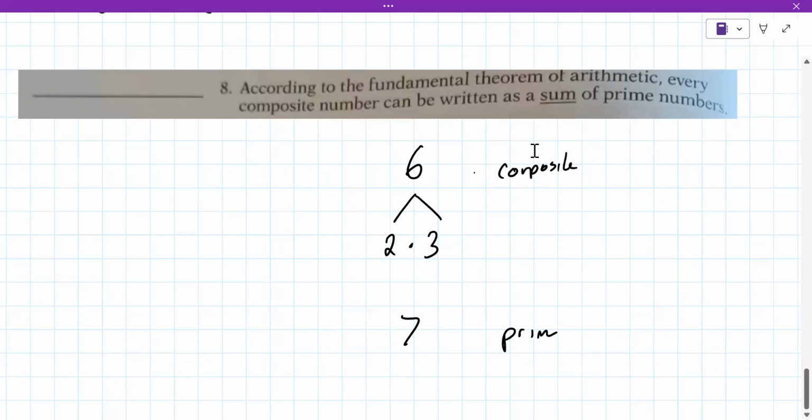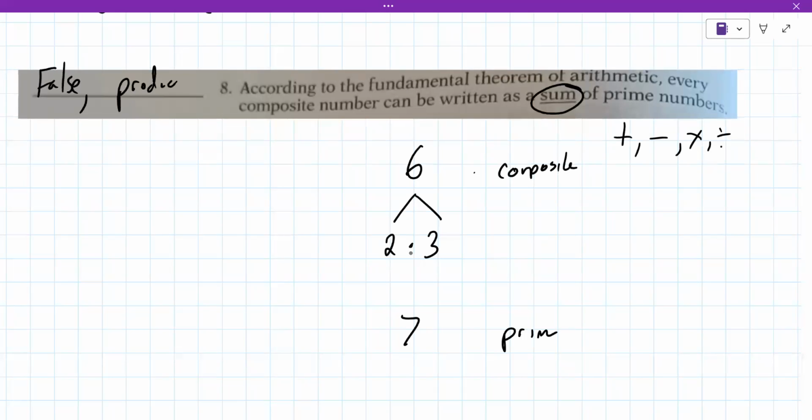So every composite number, what math operation is sum? Oh, okay. Now they're getting into terms. Which one of those 4 is it? I'm gonna say addition. Yes. And this little dot between the 2 and the 3 is not addition, is it? No, it's a multiplication. Product. So we say false, and the word they want there is product.